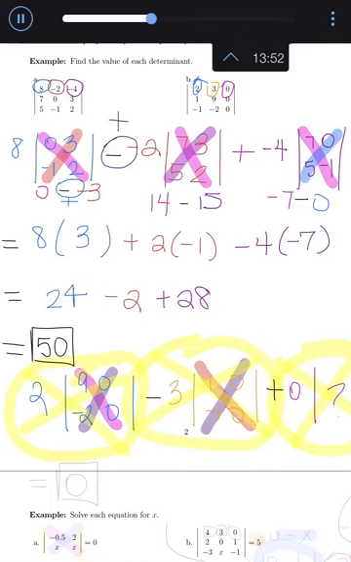So each of the 3 pieces for the determinant is 0, which means the entire determinant for this whole 3 by 3 is 0. And we'll see why later. There's actually a special rule for this type of matrix that we will learn later.